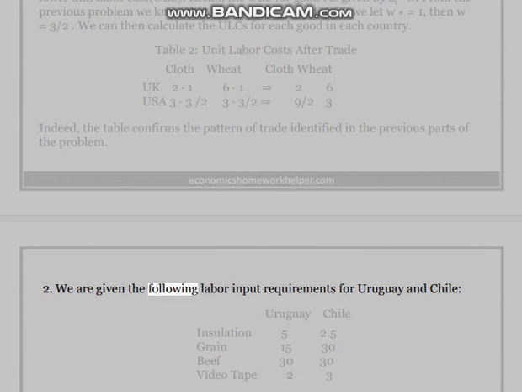2. We are given the following labor input requirements for Uruguay and Chile. Insulation: 5 and 2.5; grain: 15 and 30; beef: 30 and 30; videotape: 2 and 3. A. What is the order of products from greatest to least comparative advantage for Uruguay relative to Chile?